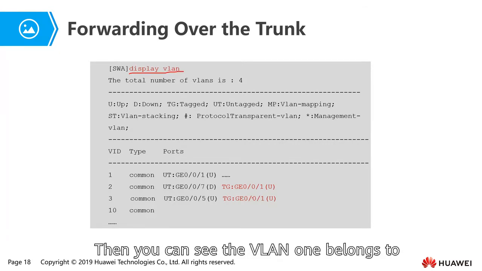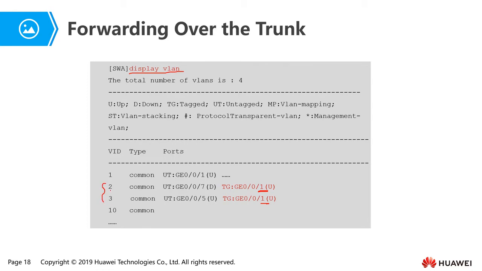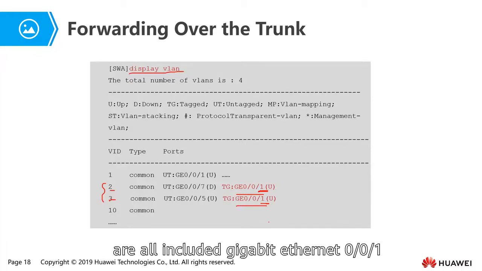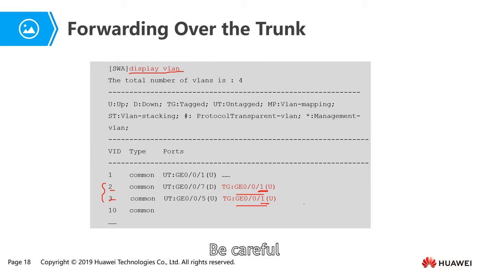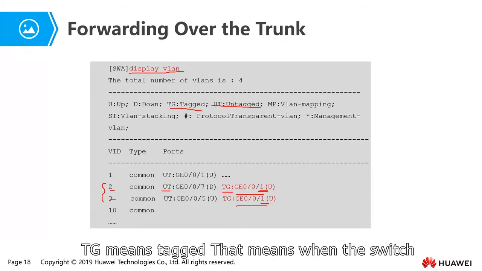Then you can see VLAN 1 belongs to two interfaces. VLAN 2 and VLAN 3 are both included in GigabitEthernet 0/0/1. Be careful with the characters before the interface: UT and TG. What's the meaning? There are explanations. UT means untagged. TG means tagged.